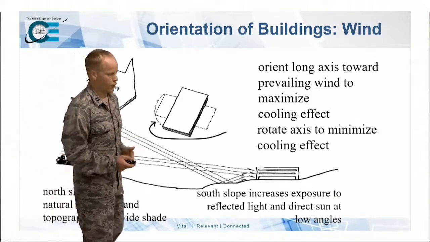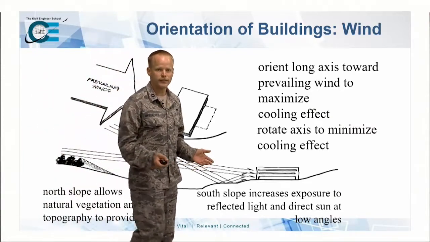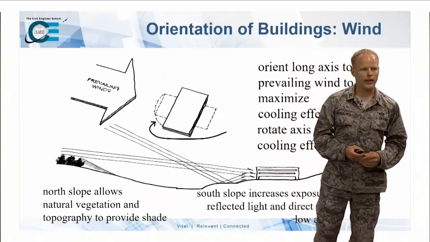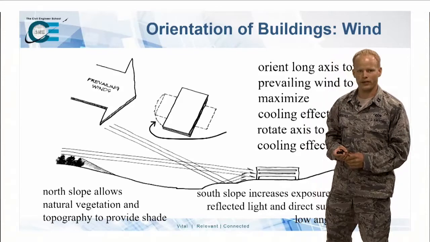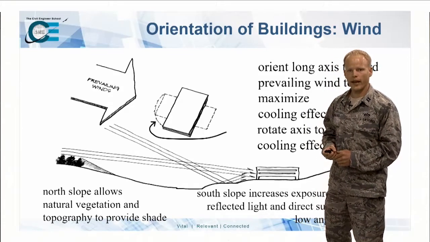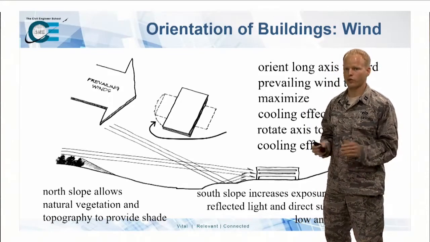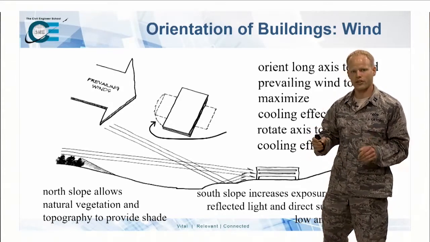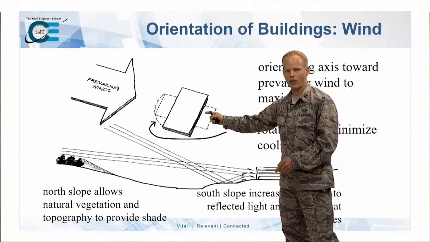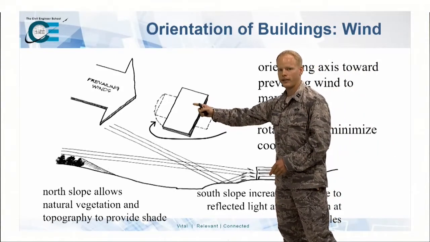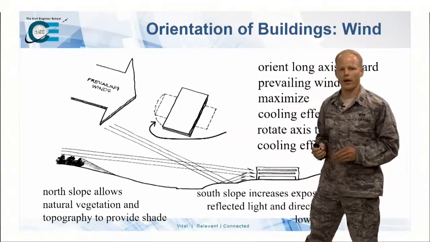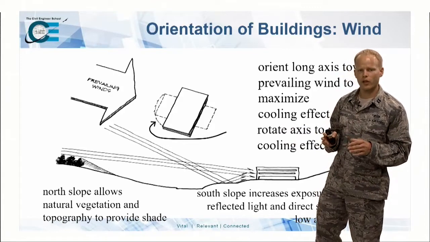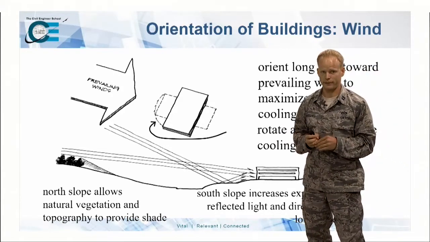Wind. If you're in a windy place, you may need to consider this. They discovered that if you orient the long axis towards the prevailing winds, you can end up maximizing a cooling effect. So if it's really hot, you can cool your building. As you can see over here, the long side of this is running parallel with the prevailing winds. You get a cooling effect. If you rotate it 90 degrees, you will then reduce the cooling effect.